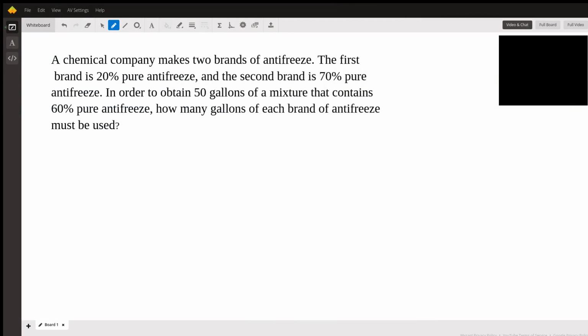I'm a math tutor here at Wyzant, answering a question submitted by a student. It's a classic word problem. It's called a mixture problem. And whenever I see a mixture problem, I set up a table and then I solve. So that's what we're going to do here.